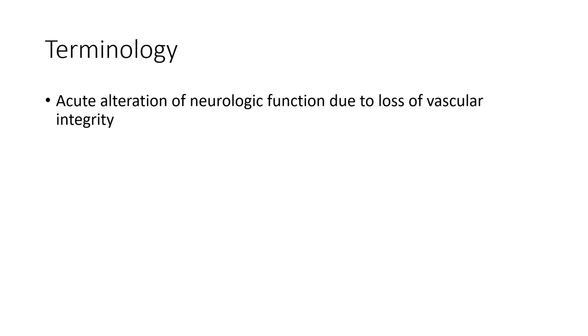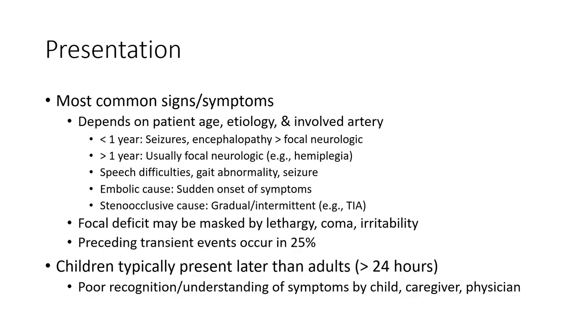Stroke is an acute alteration of neurologic function due to loss of vascular integrity. Most common signs and symptoms depend on patient age and etiology. In children less than 1 year, seizure and encephalopathy are more common. In children more than 1 year, usually neurologic signs like hemiplegia, speech difficulty, gait abnormality, seizure.